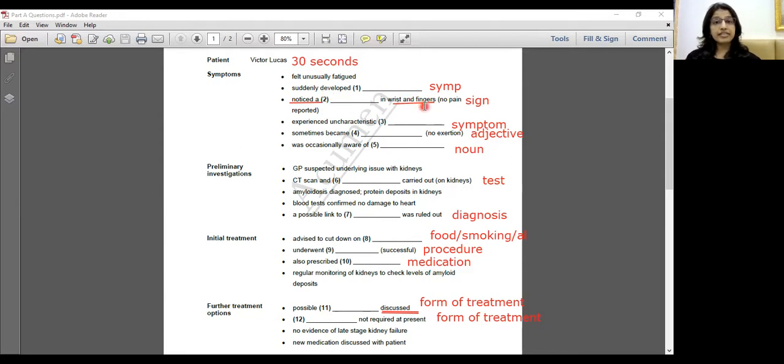Similarly, they might say wrist and fingers first and the symptom may come later on, whereas here you have the blank first and then wrist and finger. So be vigilant of that fact. Otherwise, all the answers would come in sequence.